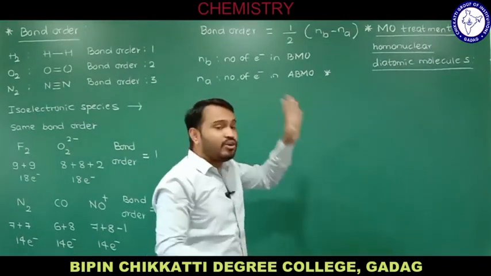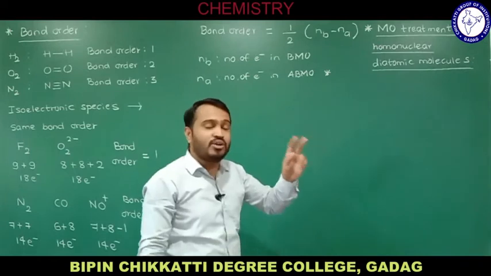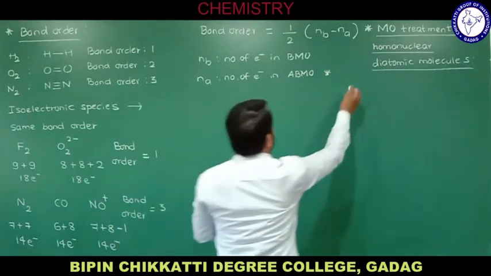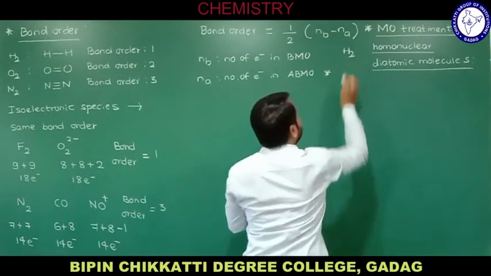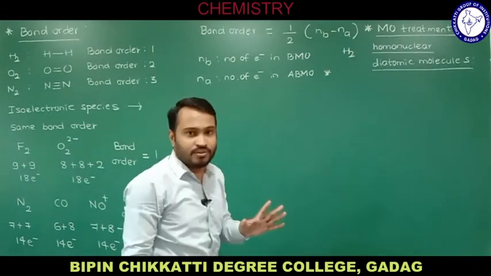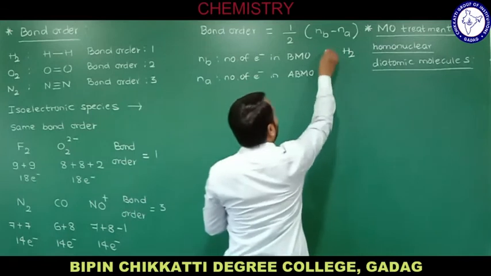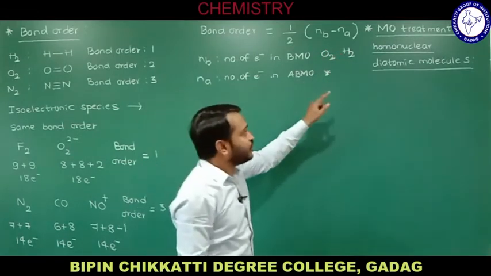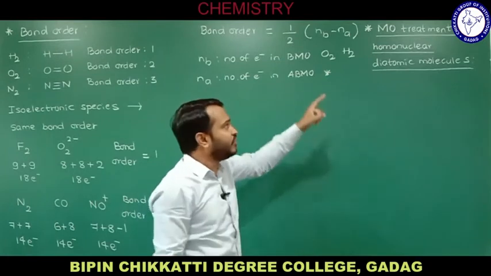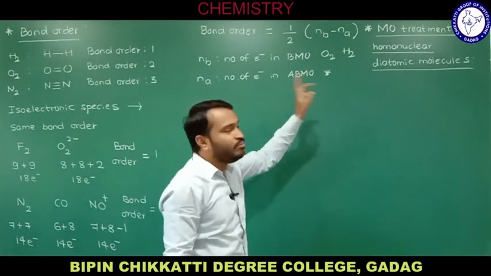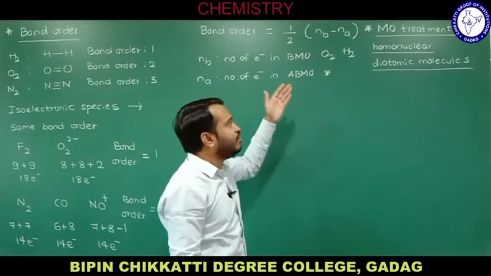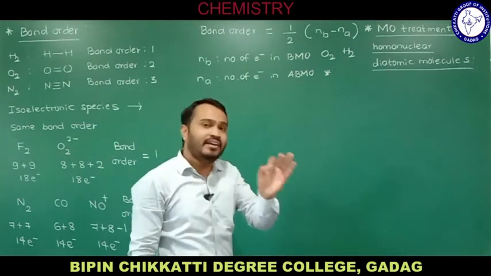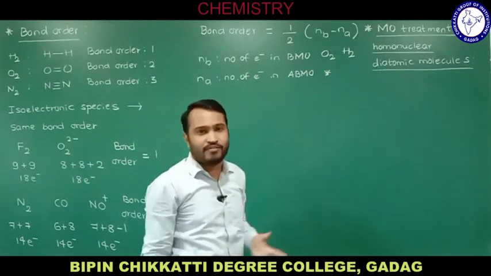Homonuclear diatomic molecules: diatomic, atomicity will be 2. Examples: if I consider H2, this is a diatomic molecule. And if I consider O2, this is also a diatomic molecule, and in these two cases atomicity is 2 because we have one hydrogen atom and one more hydrogen atom. They combine, and we get molecules like H2 and O2. Homonuclear means identical nucleus, the same kind of atom.